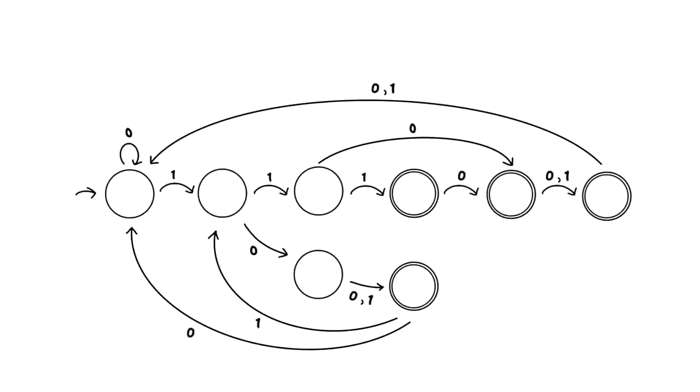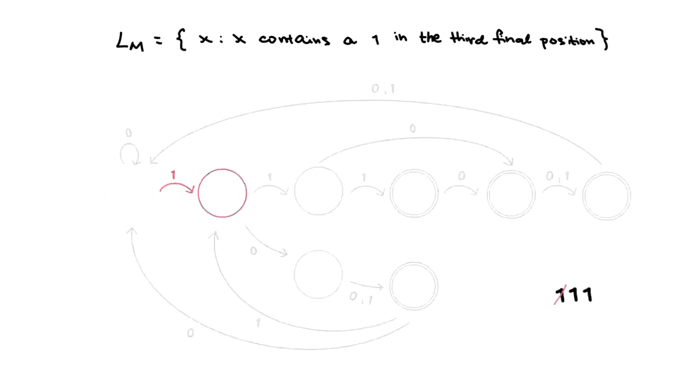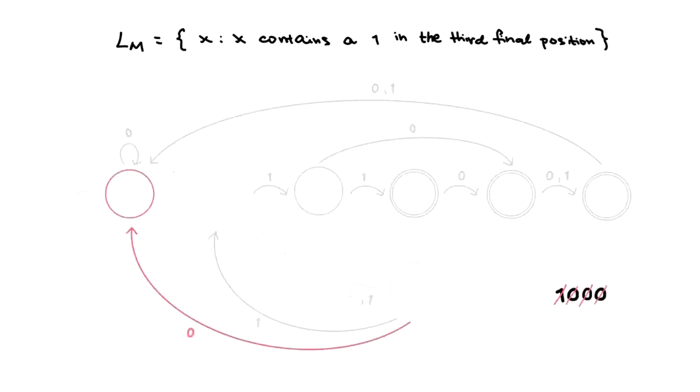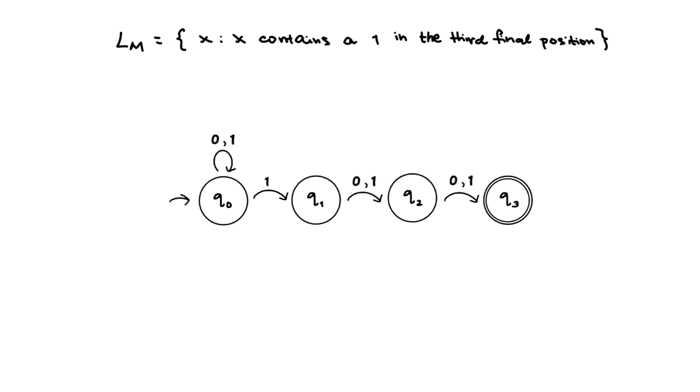For example, this is a DFA, which we will call M, that accepts any string that contains a 1 in the third position from the end. So it accepts 1, 1, 1, and it also accepts 1, 1, 0, 0, but it rejects 1, 0, 0, 0 and 1, 0, 1, 1. The NFA that recognizes the same language will be as simple as this.